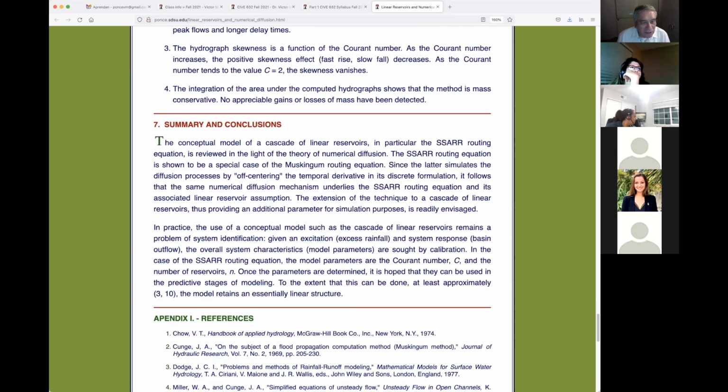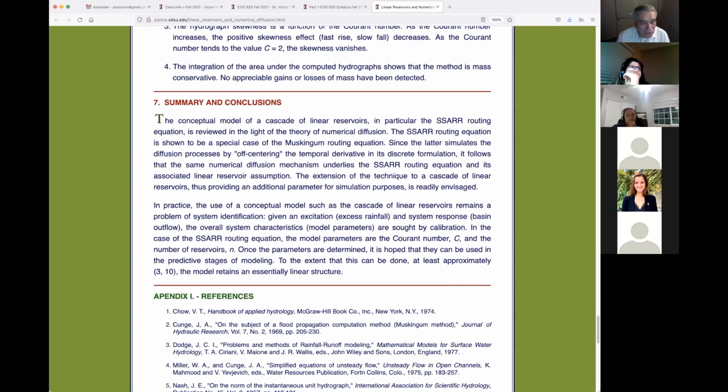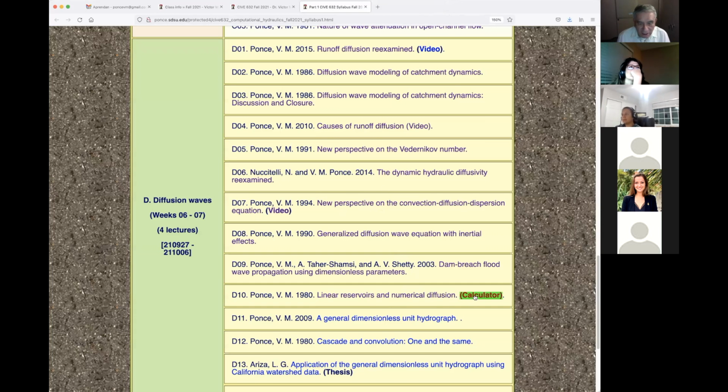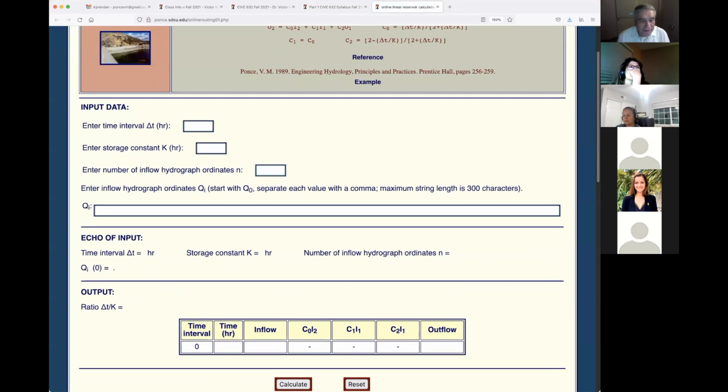Okay, so this is the summary and conclusion. I'm going to leave this for you to read on your own. We've got a couple of minutes here. I do want to get into the calculator. We have calculators for a whole lot of things, and next time on Wednesday, I'll show you some of the really fancy stuff.